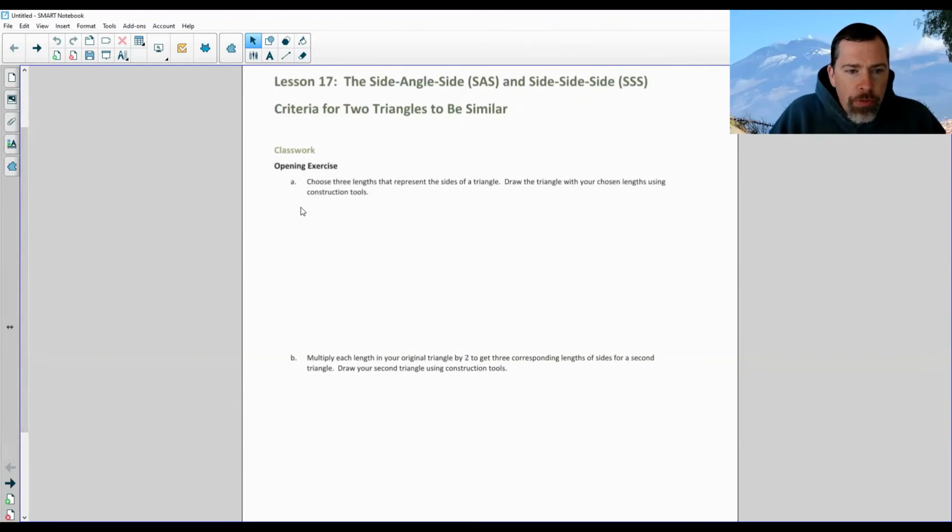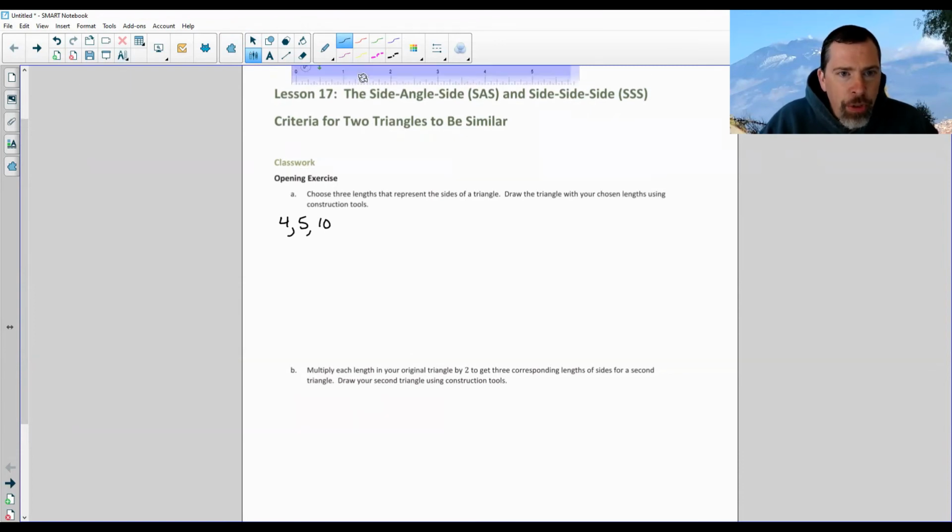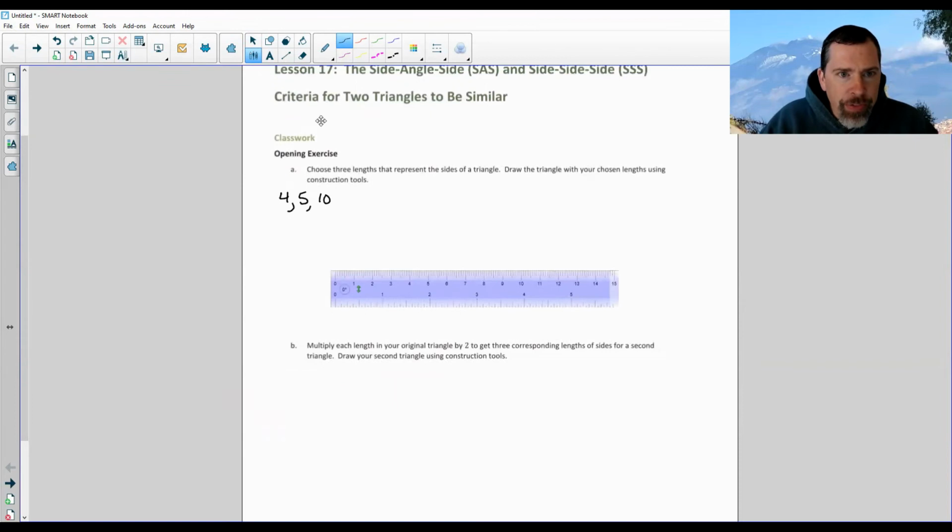Okay, so let me choose some sides. 4, 5, and how about 10? Okay, I'm doing this on purpose. It does matter what values you choose, because watch what's going to happen now. I chose side lengths of 4, 5, and 10.